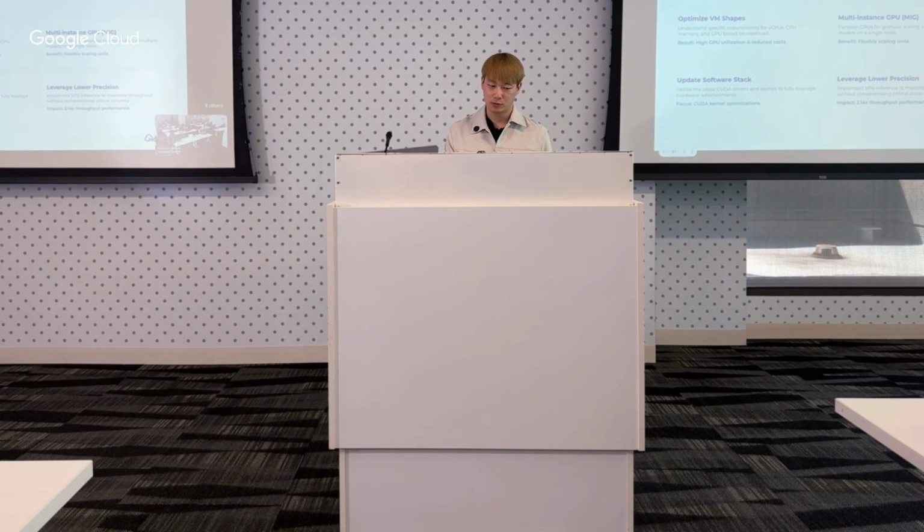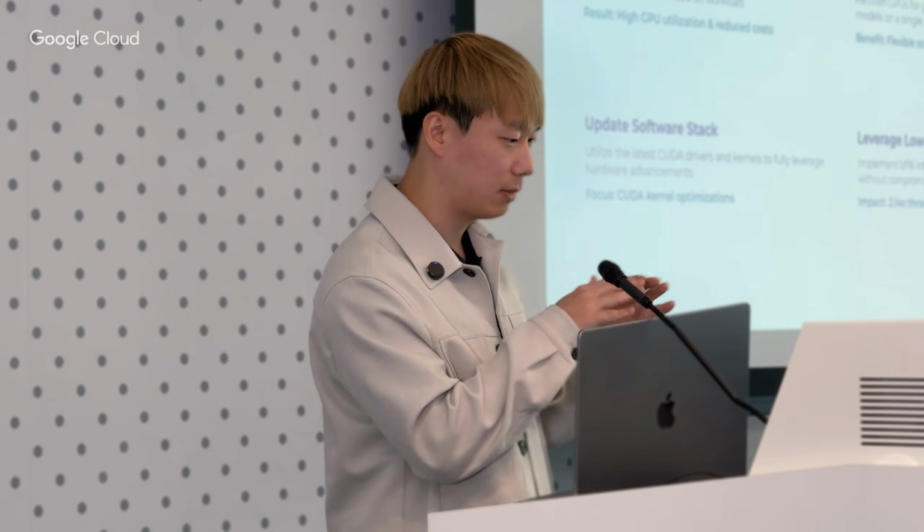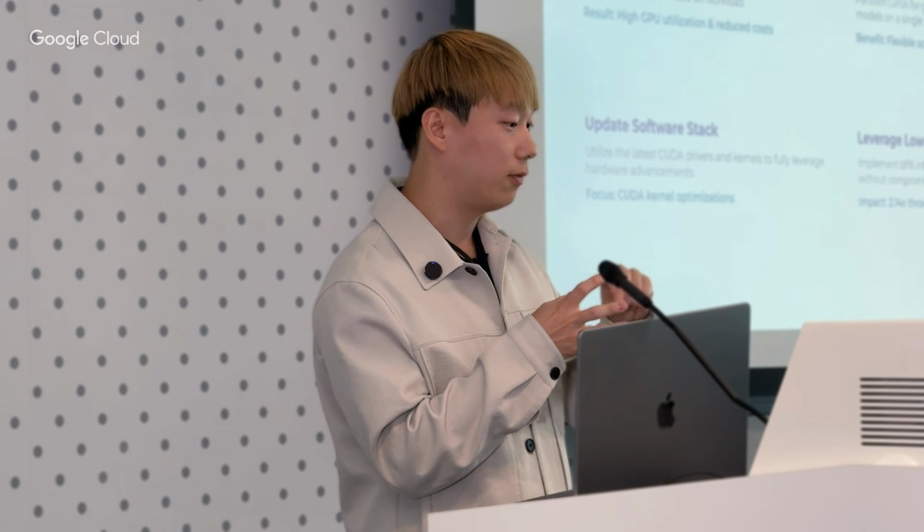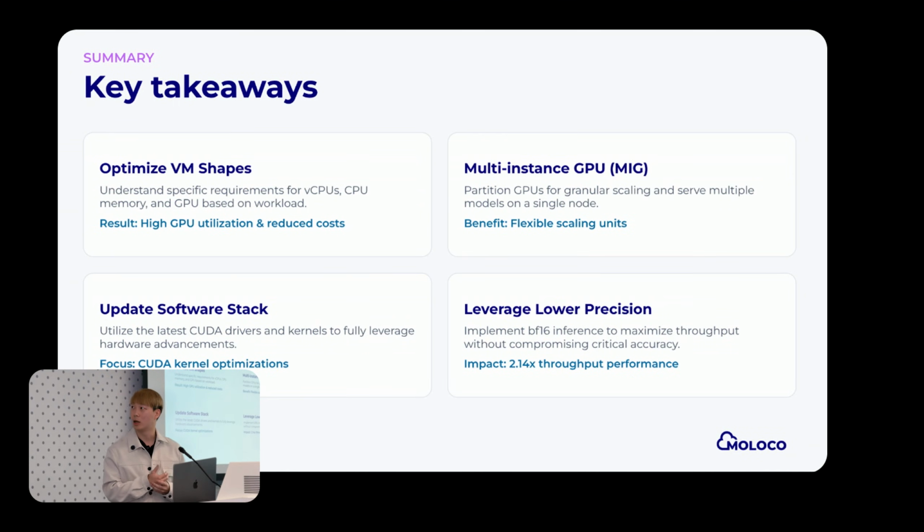Okay, just for summary and the key takeaways. First, optimize the VM shapes. Unlike CPU nodes that can have flexible CPU-to-memory ratios, for G2s or G4s we need to have fixed sizes. So we have to offload some of the CPU part of the compute to a different node so that we can maximize the use of the GPUs. The second is multi-instance GPU, the MIG feature. If we can partition the GPUs for granular scaling, then we can serve multiple models in a single node and have better GPU utilization.